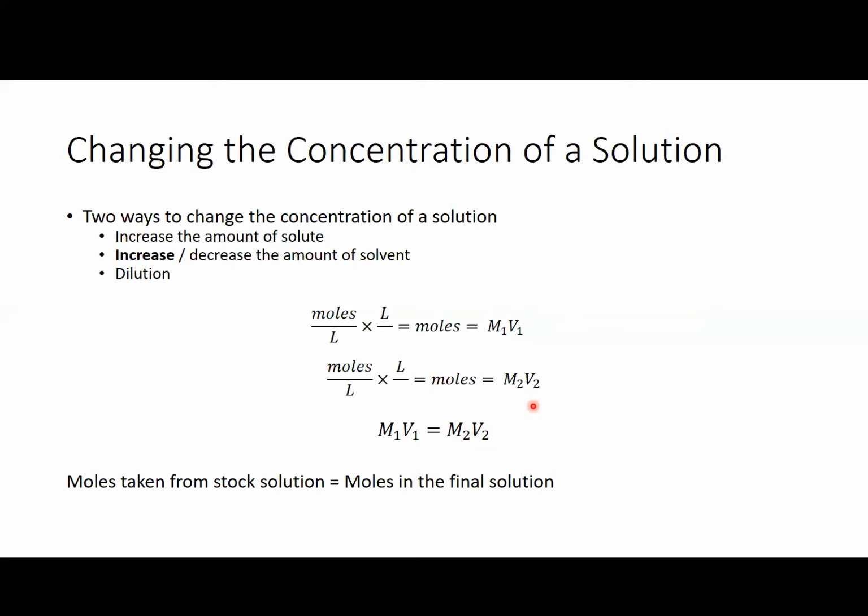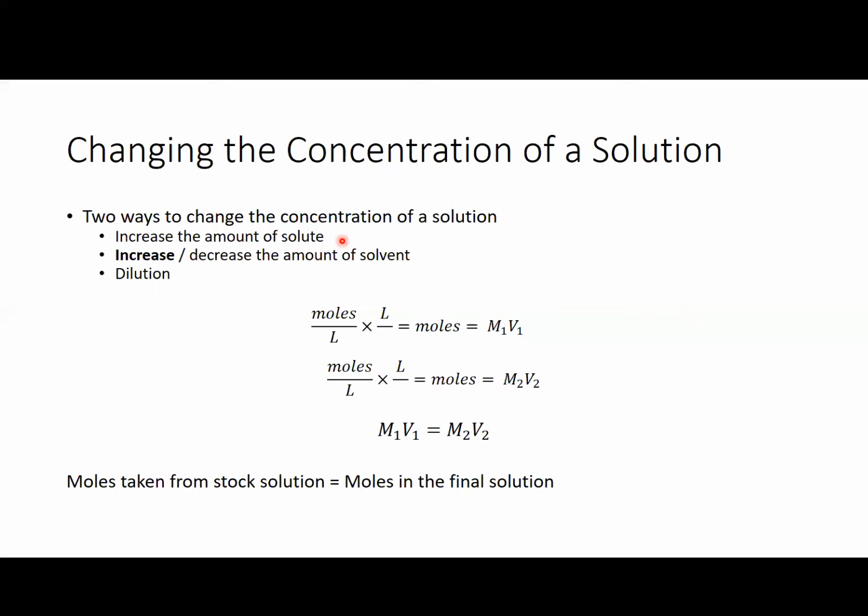Okay. So we can change the concentration of the solution once it's been made. And there's a couple ways to do that. The first way is pretty straightforward. You can increase the amount of solute. That is, if I've got salt water and I want to make it saltier, I add more salt. Right? So increase solute. That's one way to do it.